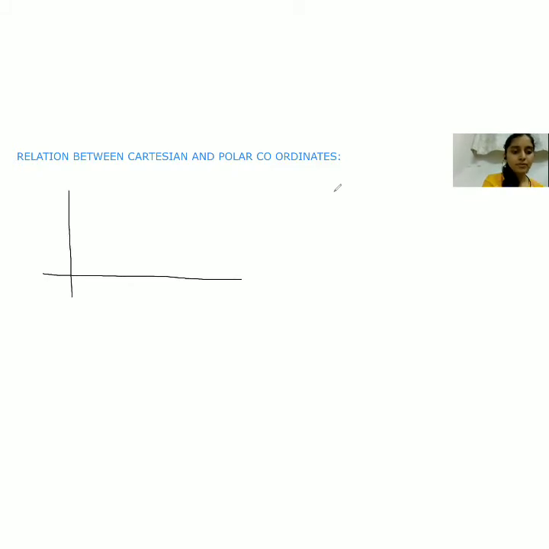This is the point A. This is your x and this is your y. Then we draw this vector that we need, r. And we call this point P, with coordinates x comma y. This is making an angle with the x-axis, theta.